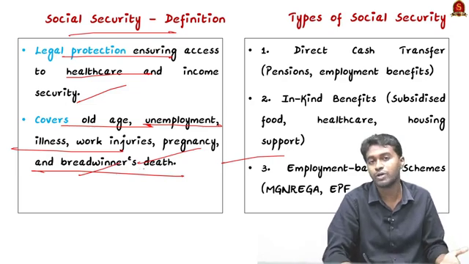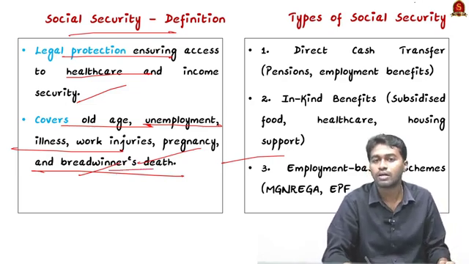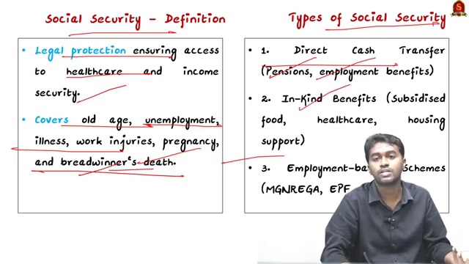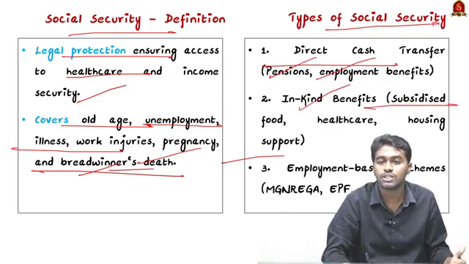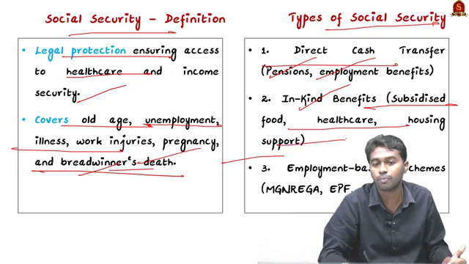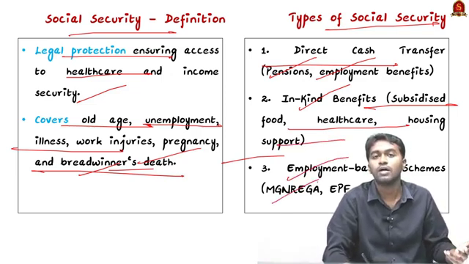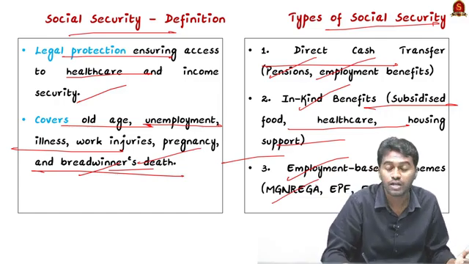For example, the widow pension is an example of this. And coming to the types of social security, first is direct cash benefits. It includes pensions, employment benefits and so on. Then there is social security in the form of kind, which includes subsidized food, healthcare and housing support to the people, and employment based schemes. For example, the Employees Provident Fund and MGNREGA are examples of this.